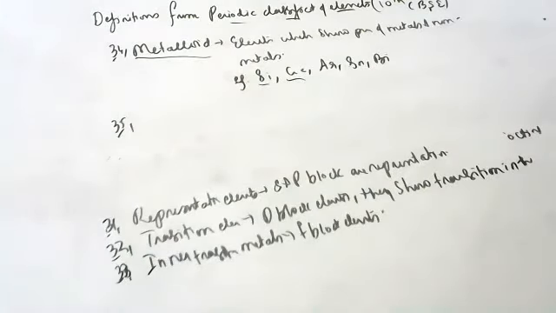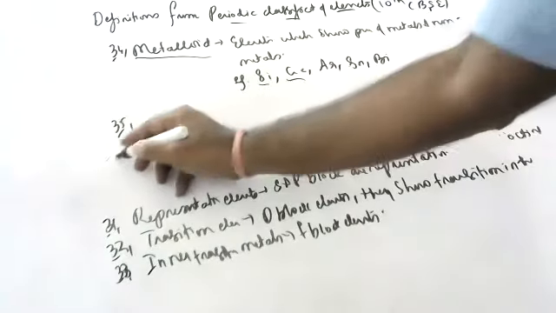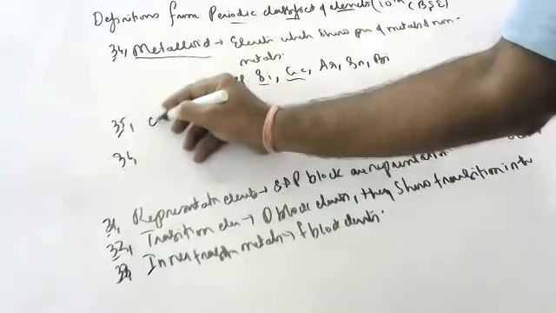Any more definitions left over for us, children? Everything we studied. Metalloids also I told. Just these are not there in your syllabus, children, but anyway I am saying.